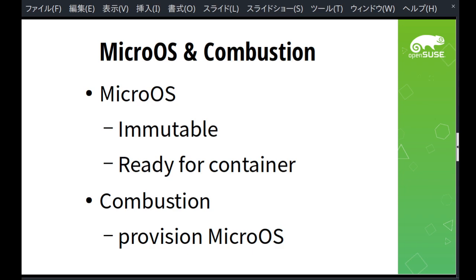MicroOS and Combustion. MicroOS is immutable and tuned for containers. Combustion is a module to run a script at first startup. I use Combustion to set up hardware parts and base settings like hostname. The setup strategy is based on template files. Combustion can read a file system with the label combustion and run the script named script. I made template settings files, and the script injects configs from YAML into the template settings files.